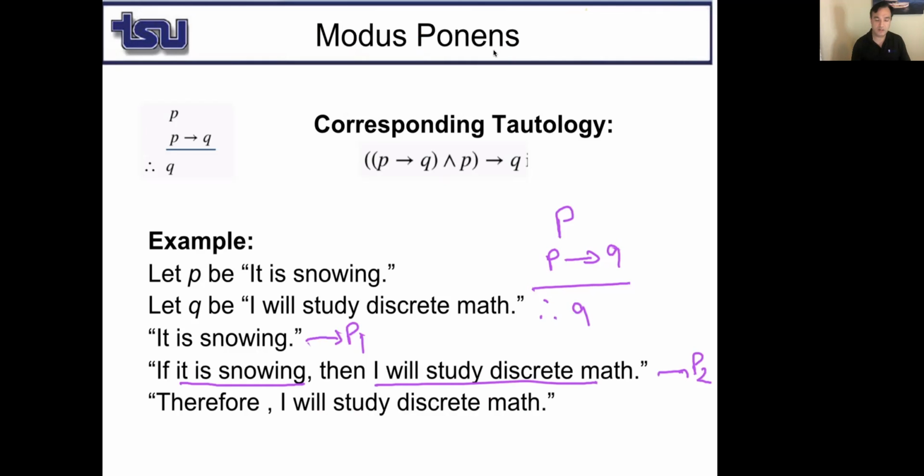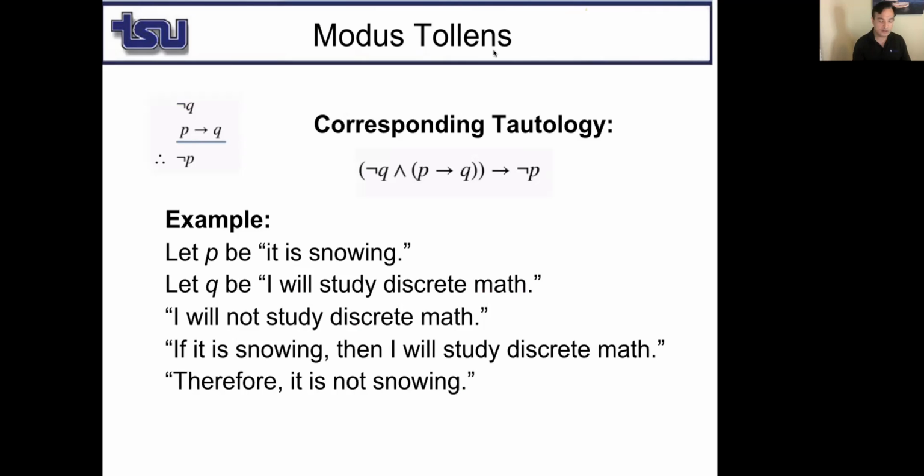Keep this one in mind. Another one is modus tollens. This tells us that if not Q is true, and if P implies Q, then not P must be true. Well, why? We can see that (not Q and (P implies Q)) implies not P is a tautology, okay? And we can show it very easily. Let's go ahead and show it.